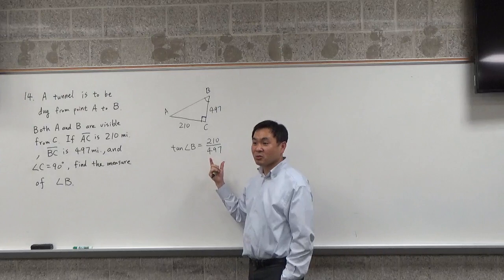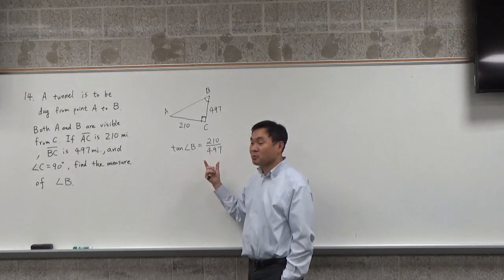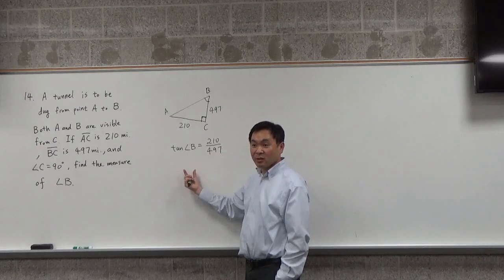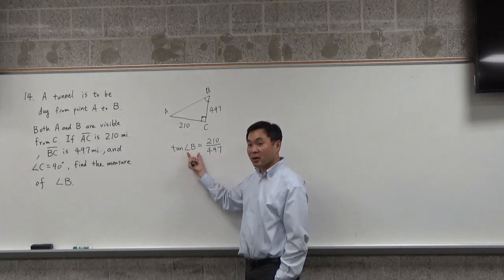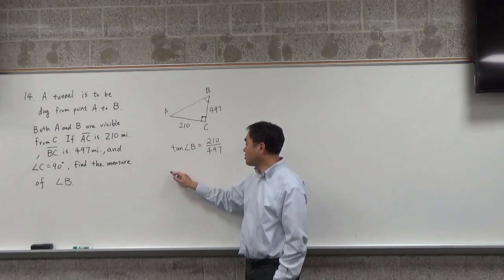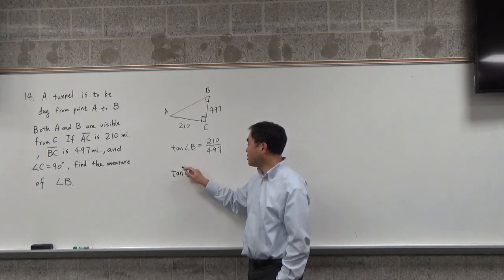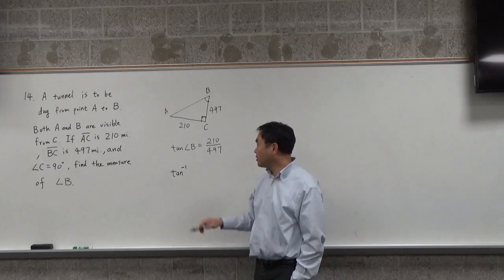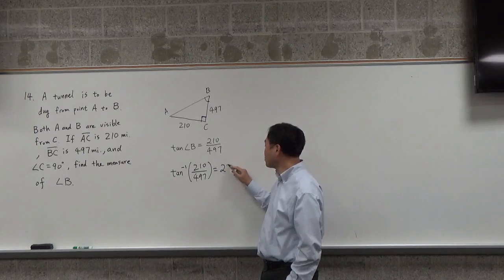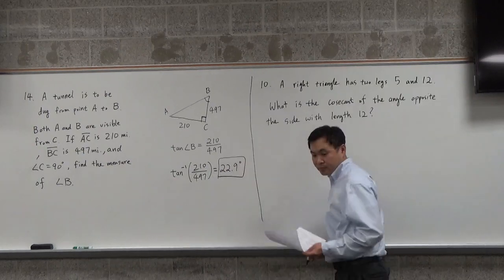Therefore, what should you do? You have to use the inverse, because now you need a function which takes the output as the input and gives you back the input as the output. So you need a function called tangent inverse. You put in 210 over 497, and you get 22.9 degrees.